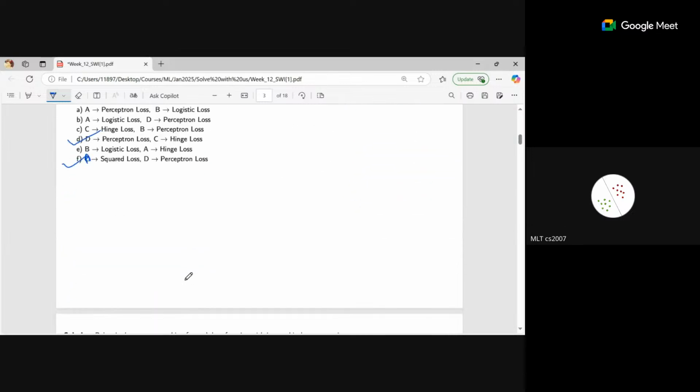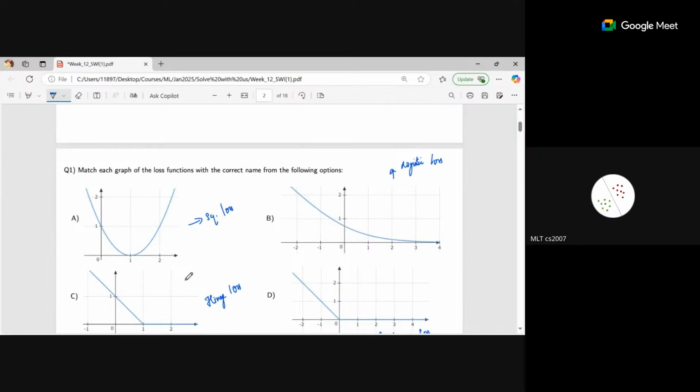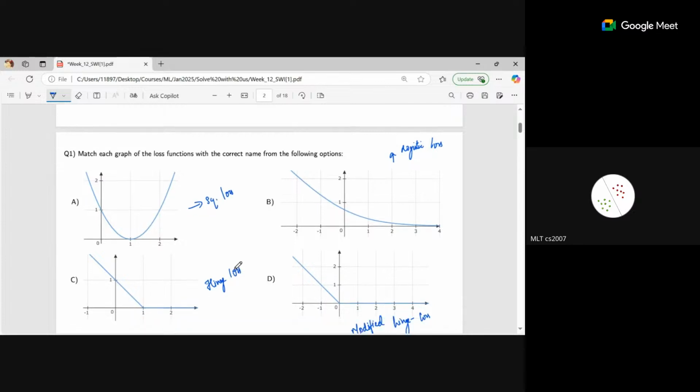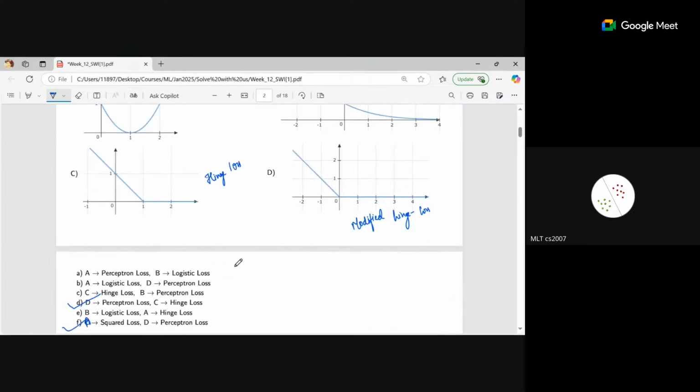All right. So this was more about identifying the graphs, I mean, identifying the loss functions for these graphs.